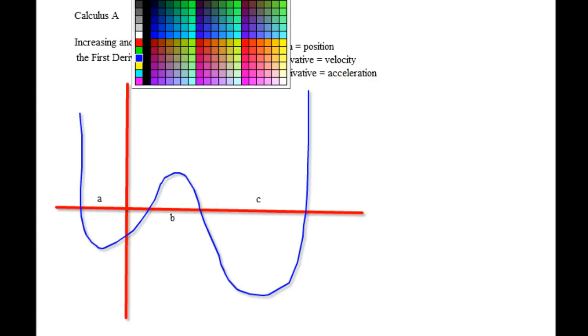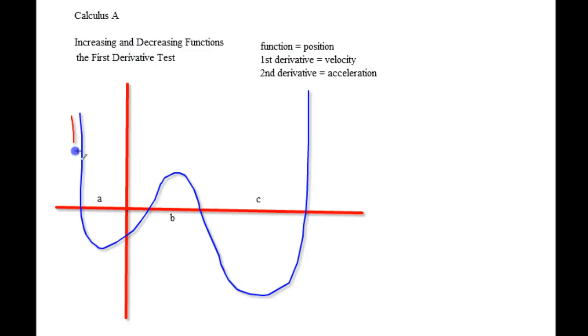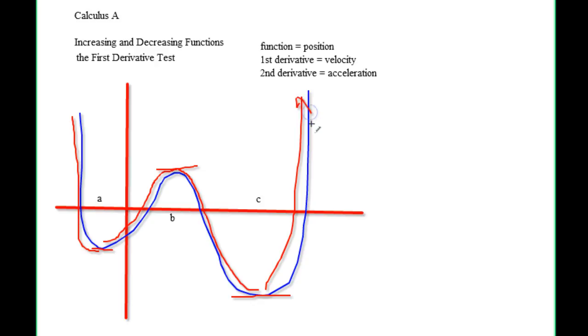So right here, I could take a look at this a couple of different ways. I'm decreasing until I get to A, and then I become a flat line. Then from A to B, I'm increasing, albeit very slowly, and then it flatlines. Then I decrease till I get to C as a value, and then it flatlines, and up until infinity I'm increasing. So along here is decreasing, along here it's increasing, right here decreasing, right here increasing.